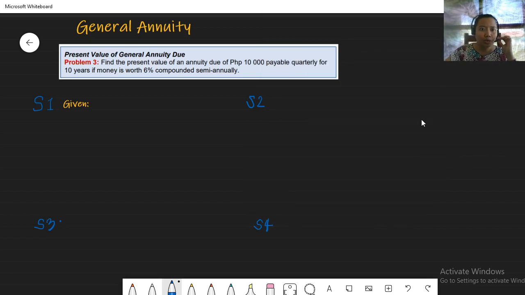Let's proceed to problem number 3, present value of general annuity due. Let's read together. Find the present value of an annuity due of 10,000 pesos payable quarterly for 10 years if money is worth 6% compounded semi-annually. All right, let's follow the steps.